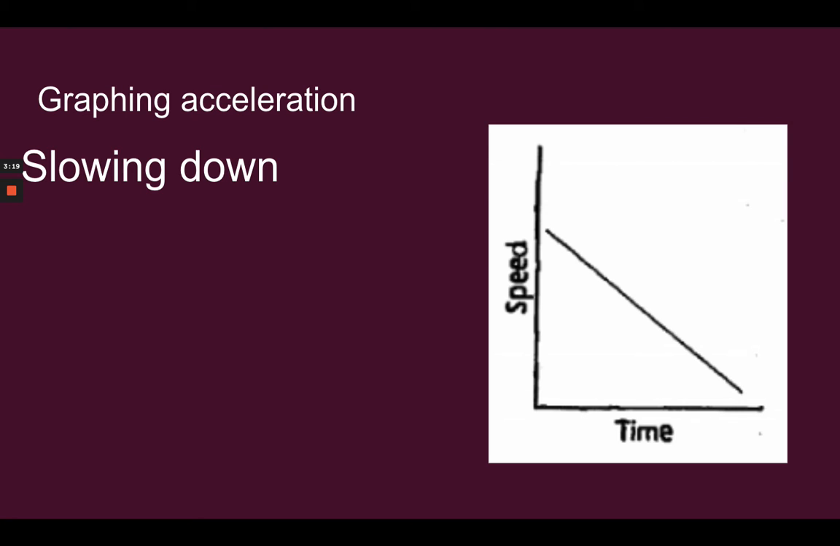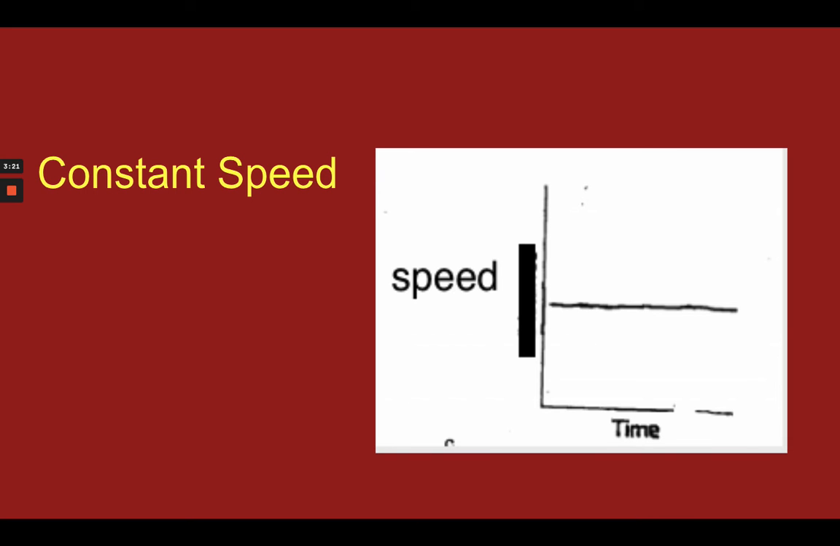One more here. And so here we have time, then we have speed as the dependent variable. Now here you have just a straight line. Well, what's going on? Does the speed change? No. So there's no change in speed whatsoever. So this would represent a constant speed.